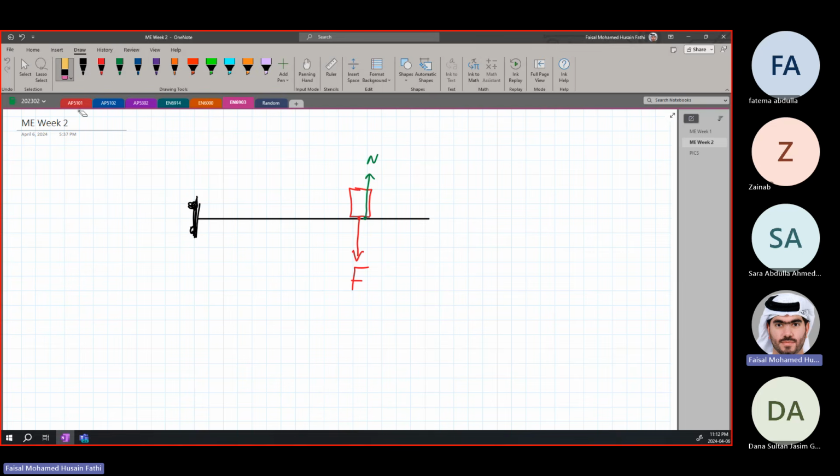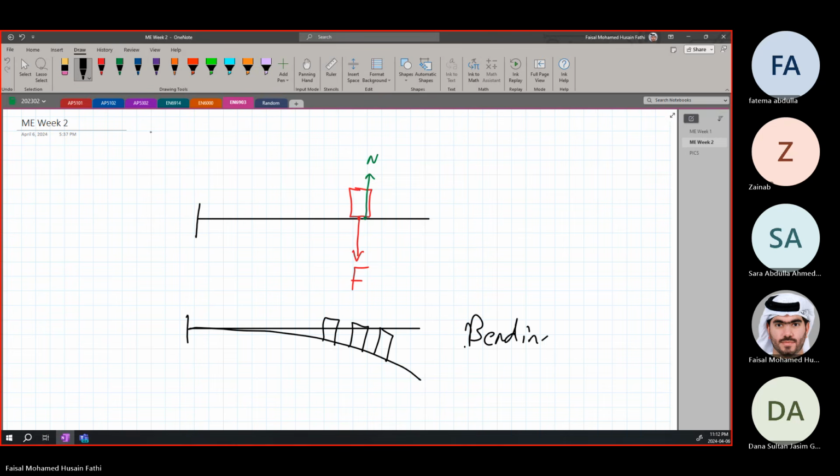If we added more and more books to the same shelf, sometimes we'll notice that the shelf starts curving downwards because of the weight. If we added more books and more books, the weight will cause it to start bending. So this bending is what we call moment, a moment of something around a specific point.